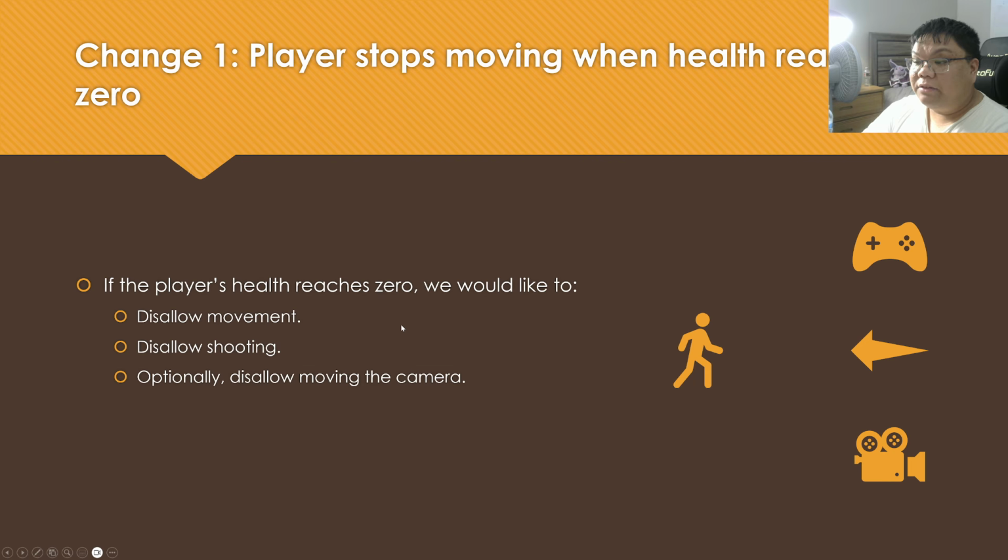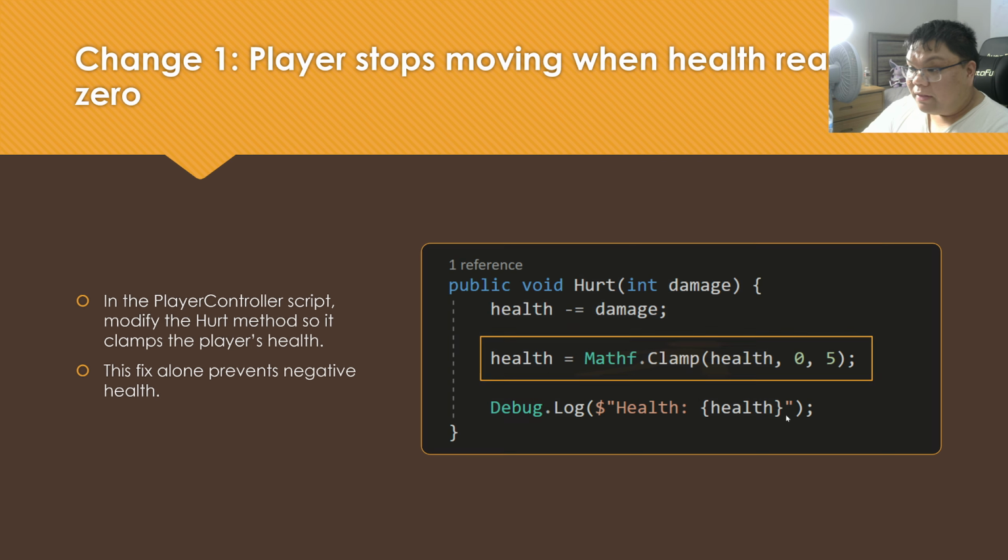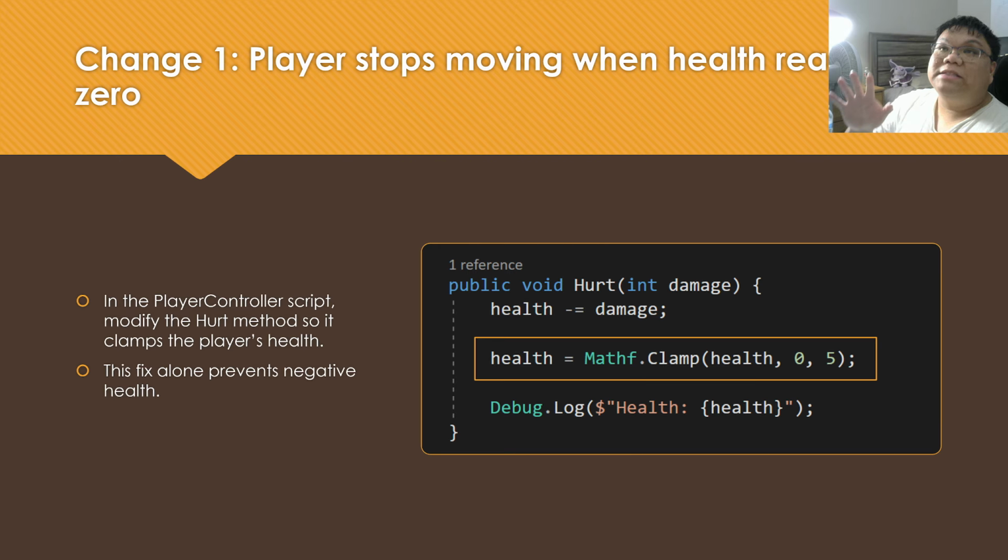So if the player's health reaches 0, we would like to turn off player movement and turn off the ability for the player to shoot at enemies. We could also disallow the player to move around, but it would be nearly similar code, and I'll talk about how you could make it so the player can't move the camera anymore upon death.